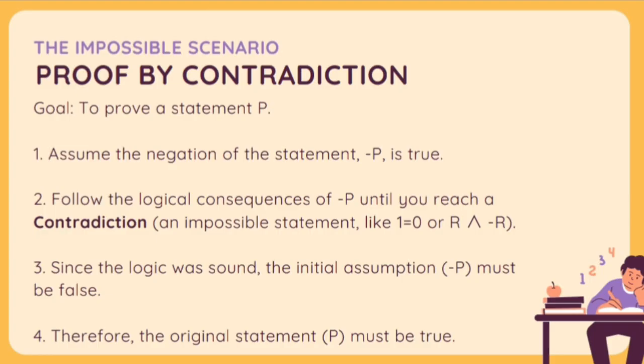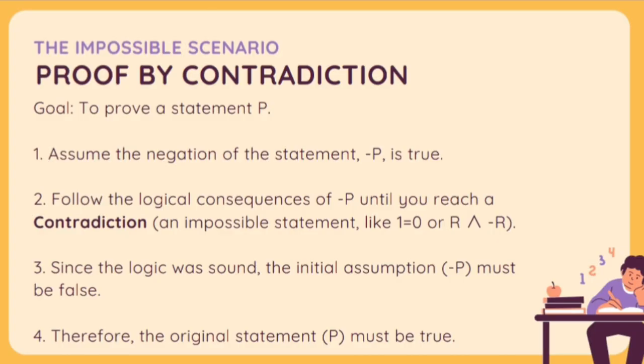Proof by contradiction is a method of mathematical reasoning where you assume the opposite of what you want to prove. Then, show that this assumption leads to a logical contradiction, meaning it cannot possibly be true, since the assumption produces an impossible or false outcome. The only remaining logical conclusion is that the original statement must be true.